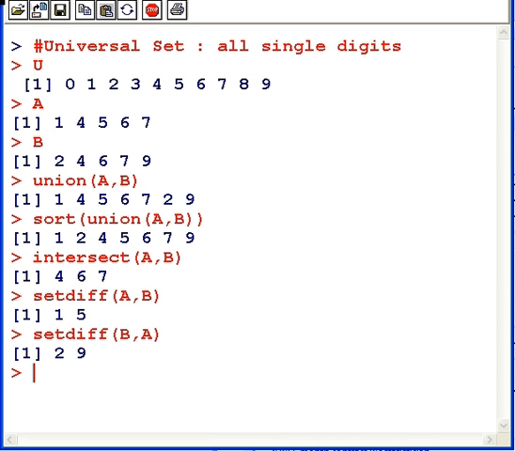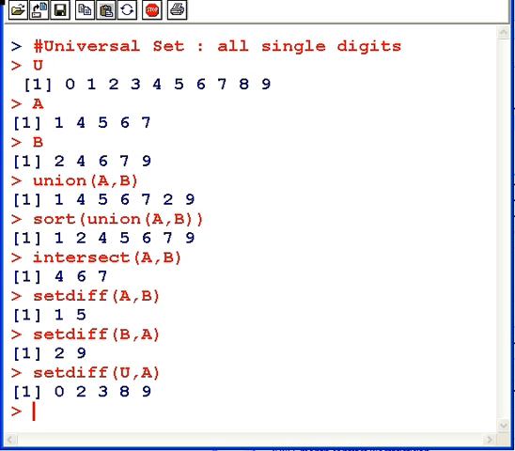Now, I'm going to use this function here, setdiff, to find the complement of A. So I'm going to use the universal set here. So U and A are our two sets. Now, these are the values that are outside of A. They're members of the universal set that are outside of A. So 0, 2, 3, 8, and 9.